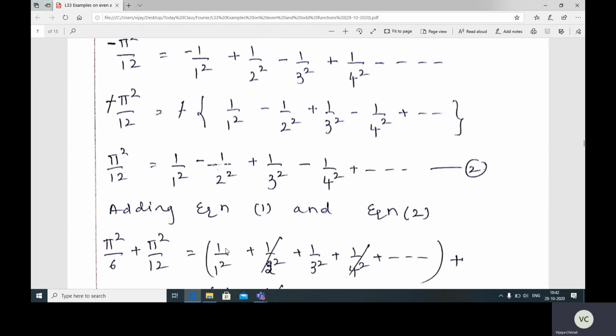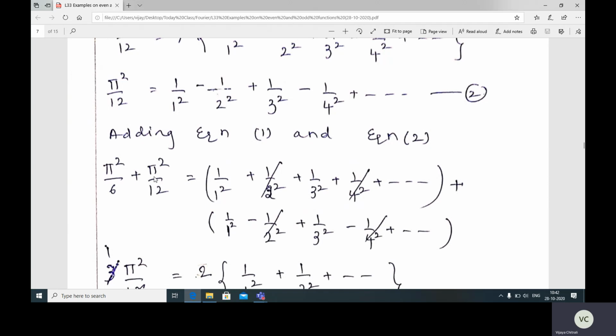So next we want that series. So add equation 1 and equation 2. So pi square by 6 plus pi square by 12 is equal to 1 by 1 square plus 1 by 2 square plus 1 by 3 square plus so on, plus, because we are adding, 1 by 1 square minus 1 by 2 square plus 1 by 3 square minus 1 by 4 square plus so on. So here plus 1 upon 2 square and minus 1 upon 2 square get cancelled, and plus 1 upon 4 square and minus 1 by 4 square both get cancelled.